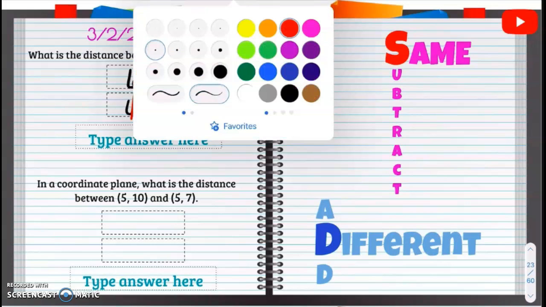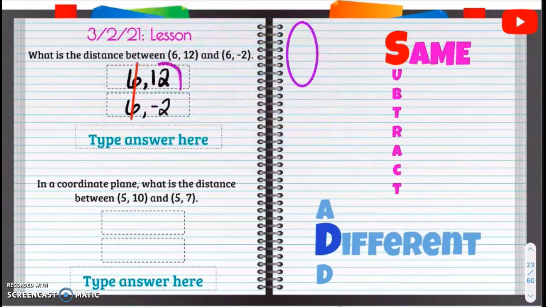What we are going to take a look at is this coordinate, our y coordinate here. Oh, perfect. The 12 is a positive, -2 is a negative. So we have a positive and a negative. Are they going to be the same or are they different? Well, one's positive, one's negative, so they're different. So that means we're going to add.